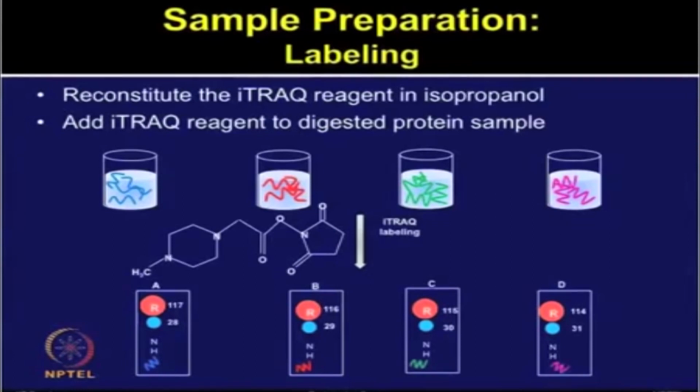Now, the next step is labeling, adding these iTRAQ reagents to the 4 different samples. First, reconstitute the iTRAQ reagent in isopropanol, then add the iTRAQ reagent to the digested protein samples. If you have 4 samples, you can use the 4-plex iTRAQ reagents 114, 115, 116 and 117, as I have shown in this PPT.